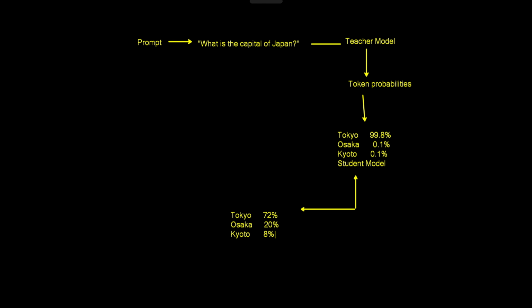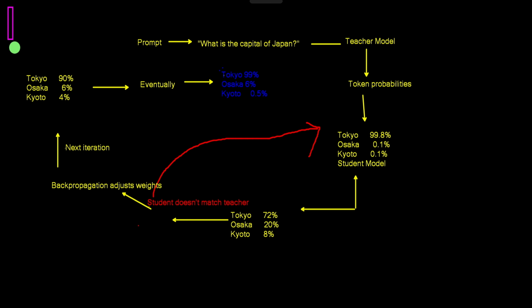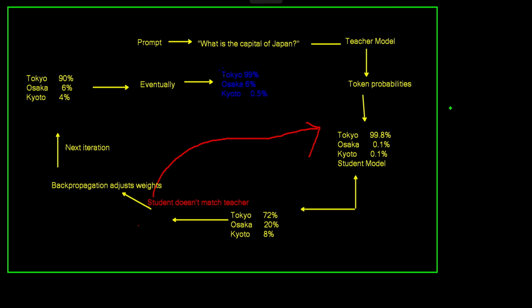The student doesn't match the teacher, so it goes into backpropagation and adjusts its weights. In the next iteration, the student gets somewhat closer: Tokyo 90%, Osaka 6%, Kyoto 4%. Eventually, the student gets something like Tokyo 99%, Osaka 0.5%, Kyoto 0.5%. The student isn't just learning the correct answer. It's also learning how confident the teacher is about every possible answer. Why is this more powerful than normal training? The student learns the correct answer, confidence, similar alternatives, and the teacher's reasoning patterns.